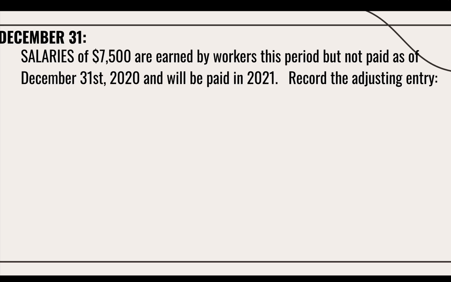So this is an adjusting entry. Salaries of $7,500 are earned by workers this period, but not paid as of December 31st and will be paid in the following year. And so remember, because of the matching principle, which tells us that regardless of when we make cash payments or receive cash payments, we need to recognize the expense during the period in which they're incurred. And so because they worked in 2020, we need to have that $7,500 worth of expense in 2020. All right, I'm going to go ahead and pause there. Take a second, write down a journal entry.